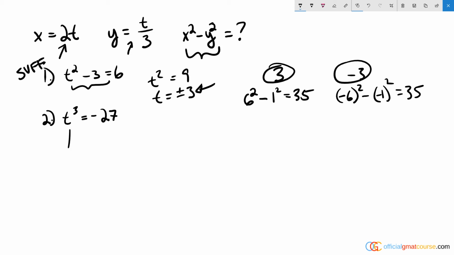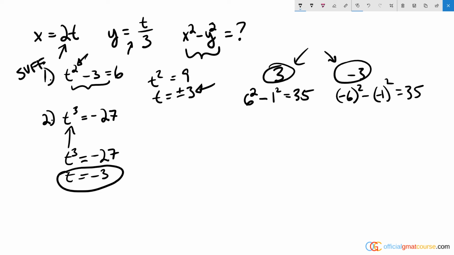Now, statement 2 is very definitive because when we have an odd exponent, we know exactly what this number originally was. It's the cube root of negative 27, which is negative 3. When you square a number or take it to an even exponent, you lose the original sign, so you have two considerations. But when you take it to an odd exponent, you keep the original sign, whether it was positive or negative. So there's only one value here.